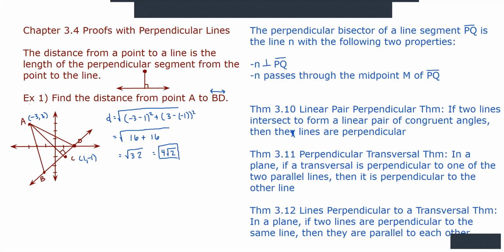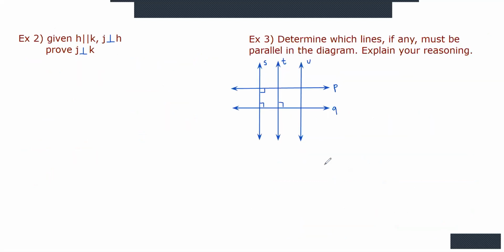Given these theorems, let's do our proof. If we are given that H is parallel to K and J is perpendicular to H, prove that J is perpendicular to K. And I did not draw the picture yet, so let's do that first. We're going to draw line J first as a vertical line, then draw line H as a horizontal line, and another line K as another horizontal line. And label. There's a right angle here. This is angle 1, 2, 3, and 4. And this is angle 5, 6, 7, and 8.